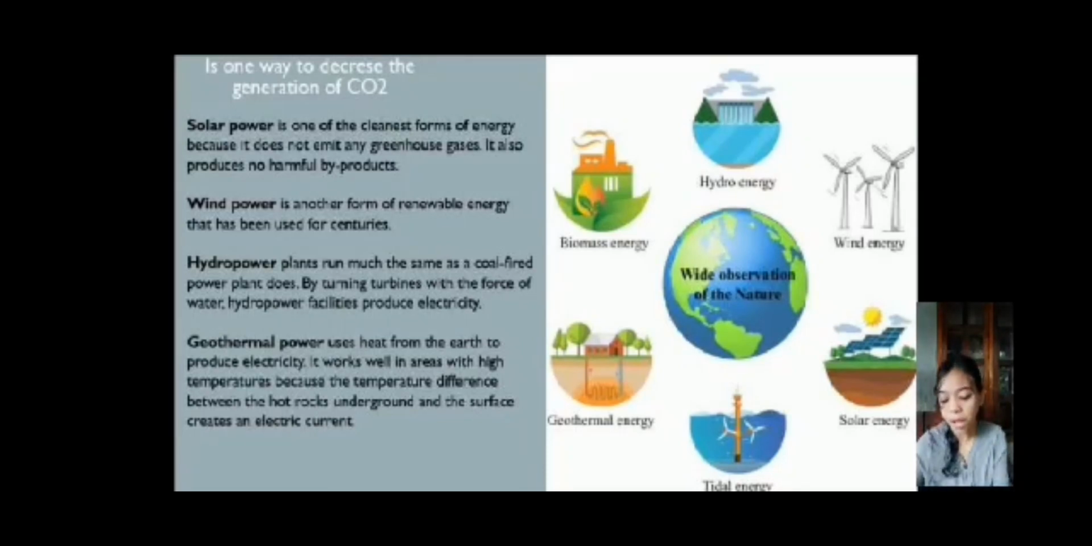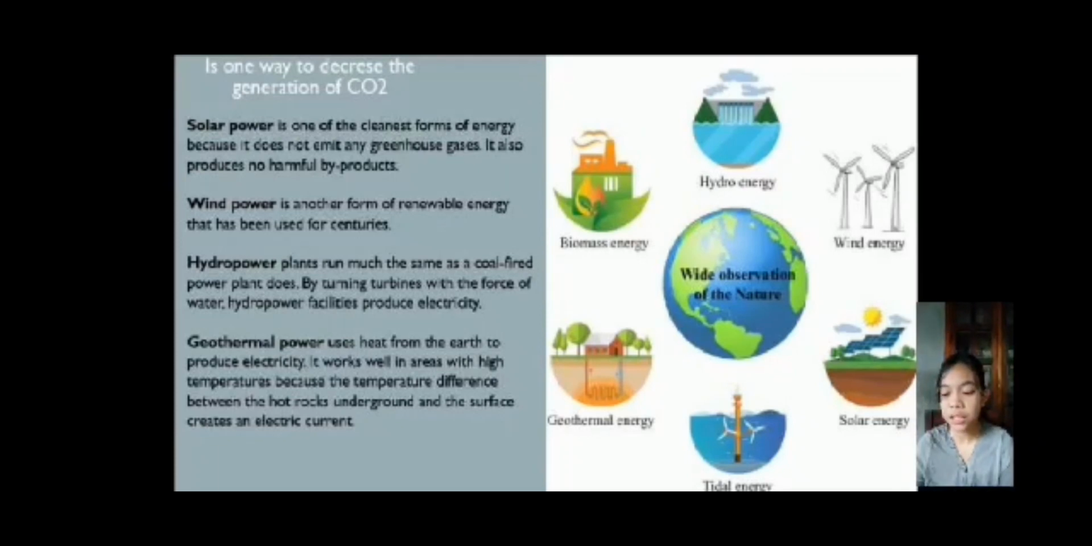And their output can vary depending on wind speed and direction. They can also be noisy and have visual impacts on the landscape.